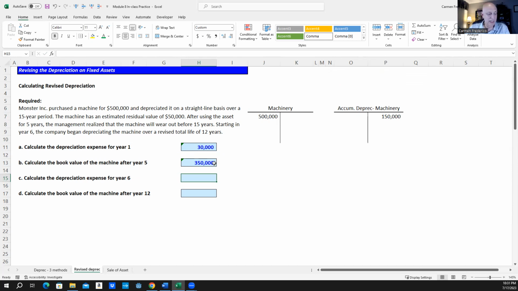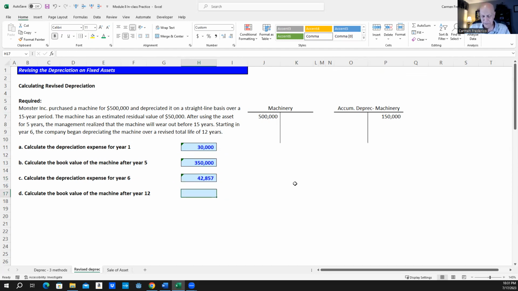So we're going to take the remaining book value, in this case $350,000, minus the part they don't want to depreciate, which is the salvage value of $50,000 still, divided by the remaining useful life. In this case, it's going to be 7 years. So we're going to have depreciation of $42,857 a year for the next 7 years, beginning in year 6.